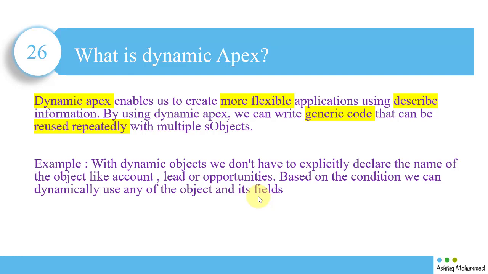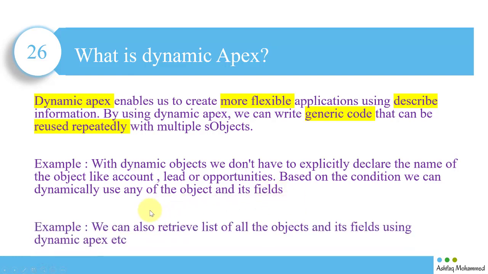The other part of this is, if we create a few more fields in the future, you don't have to change the code. You can dynamically get the fields with dynamic Apex. We can also retrieve a list of all the objects and their fields using dynamic Apex. For example, if I have a scenario wherein I have to get all the names of the objects in an org, that time I can use dynamic Apex.